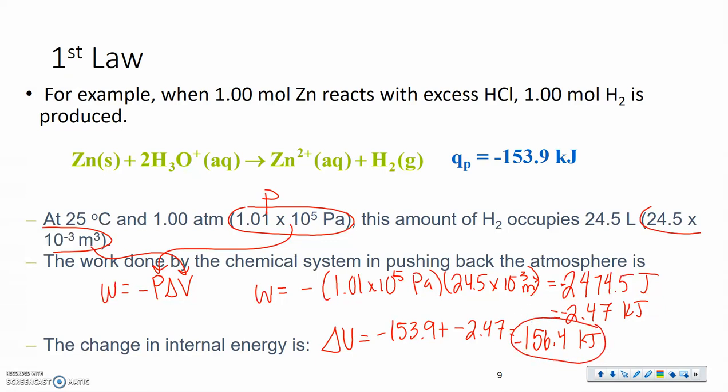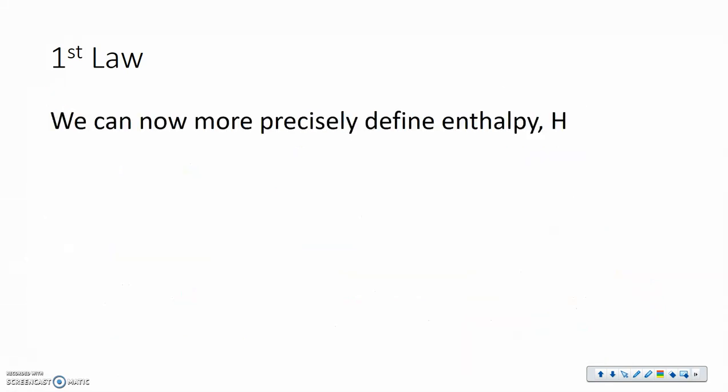Notice that the majority of the energy change is due to the heat being released. That's the most amount of energy that's being transferred, through heat. But there is a small amount that is transferred through that work process of pushing the volume out away as that gas is being produced. So now we can more precisely define enthalpy.